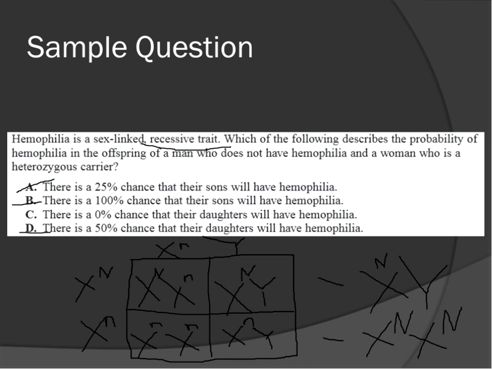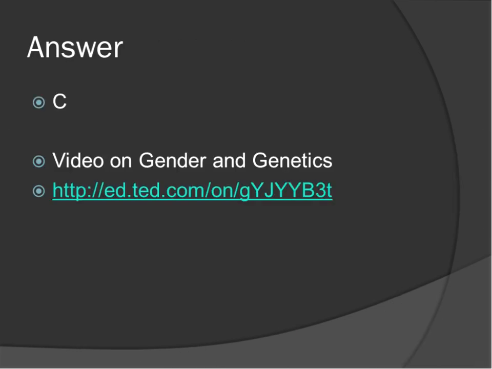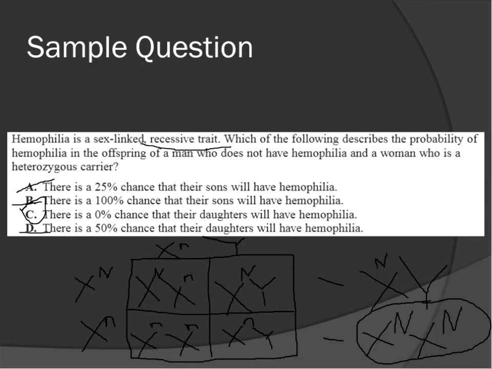Well, let's take a look. If they have sons, this person has it, this person doesn't. So it's a 50% chance their sons will have it if they have hemophilia. So the answer is C, 0% chance that their daughters will have it, because there's nobody that looks like this. So that's a 0% chance that their daughters will have hemophilia.